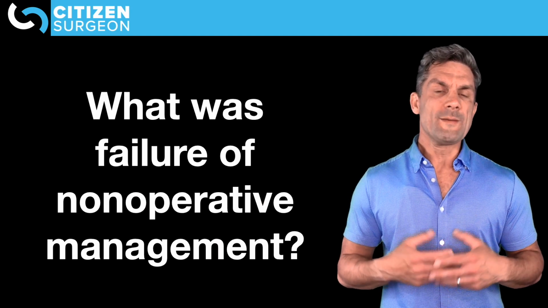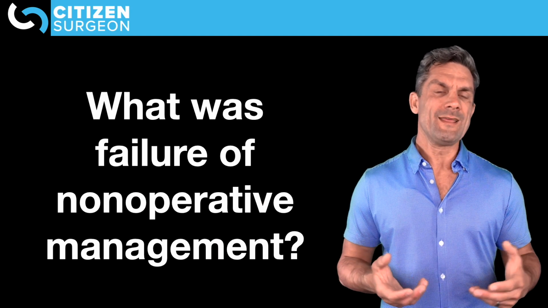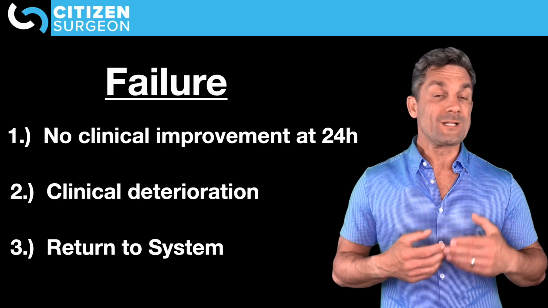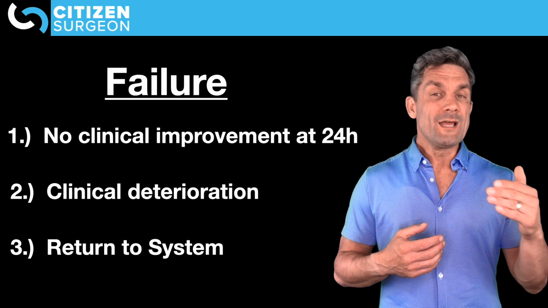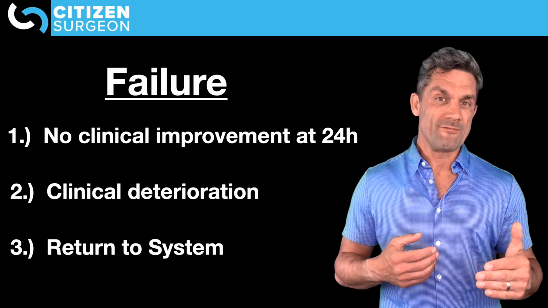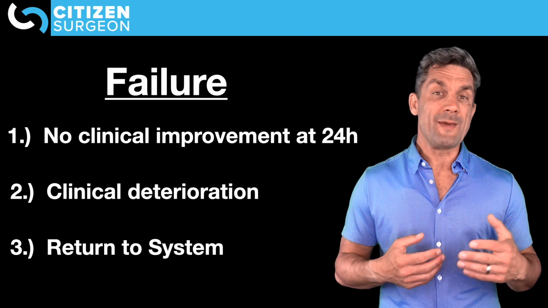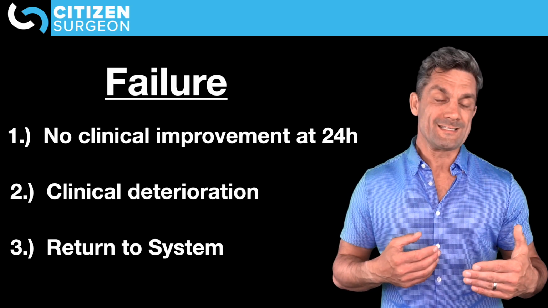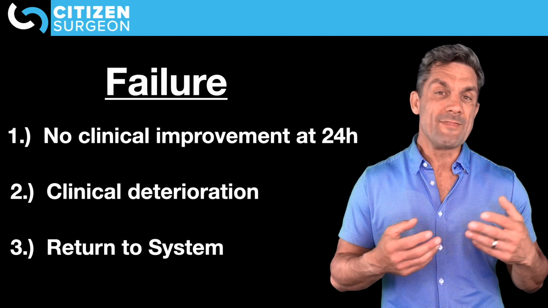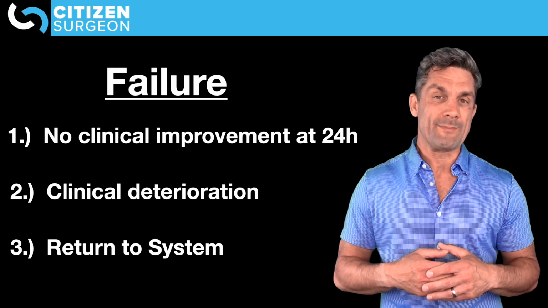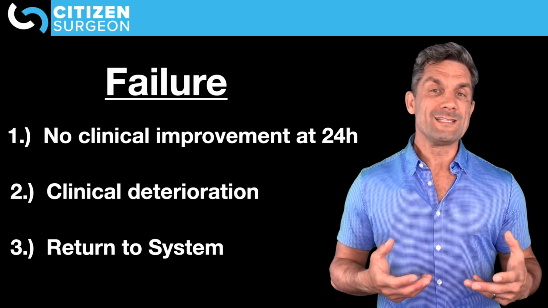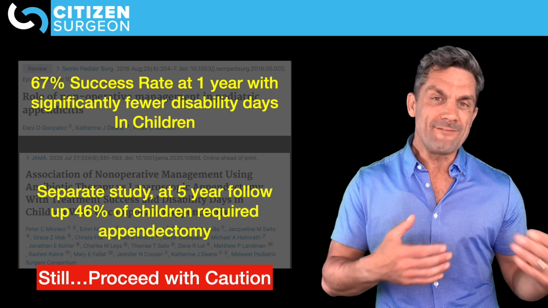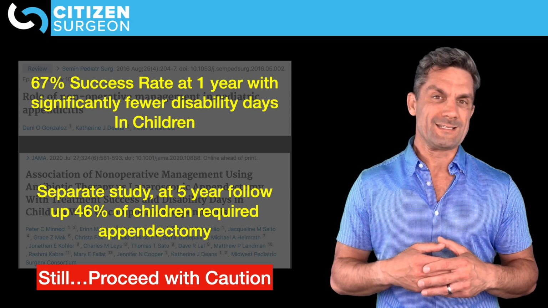Now, one thing that is important is how did they determine failure in the non-operative appendicitis group? Well, failure was either clinical deterioration or no clinical improvement at 24 hours. They also included failure as patients that were discharged on the non-operative regimen and then returned to the system, so returned back to the emergency room. And those children received a laparoscopic appendectomy. So again, how successful was this in children? About 67% success rate at 1 year, and then at 5 years out, about a 50% success rate, okay?